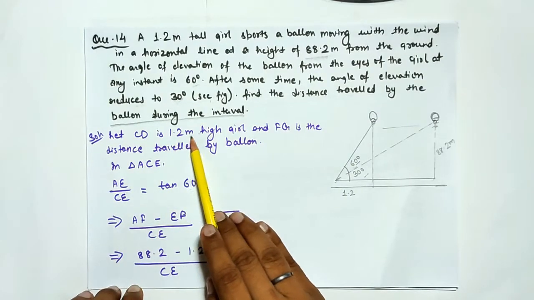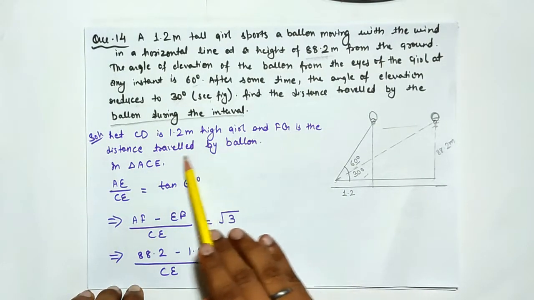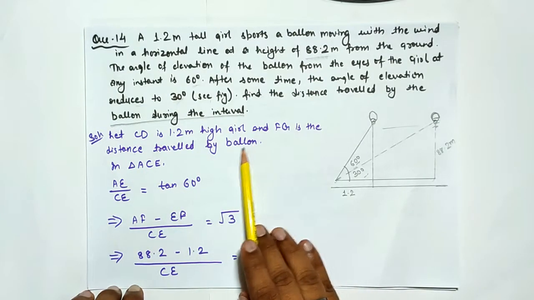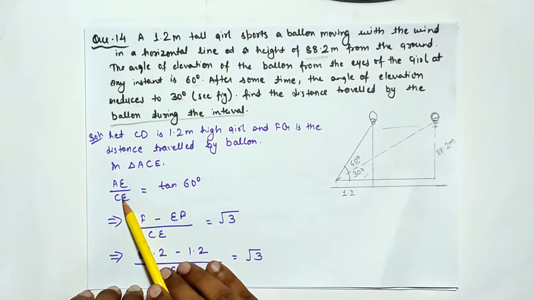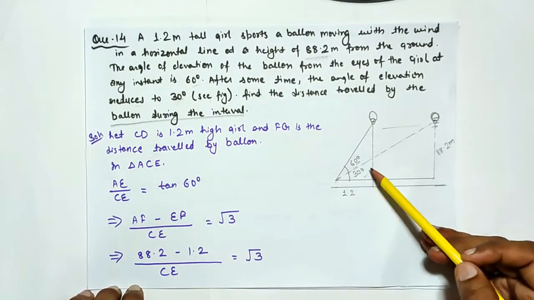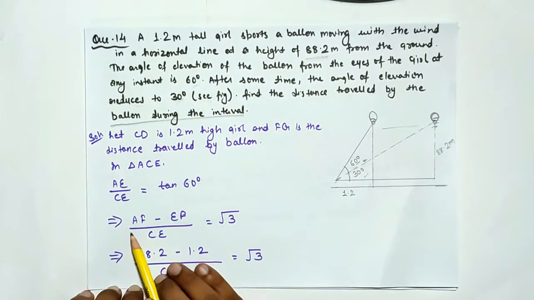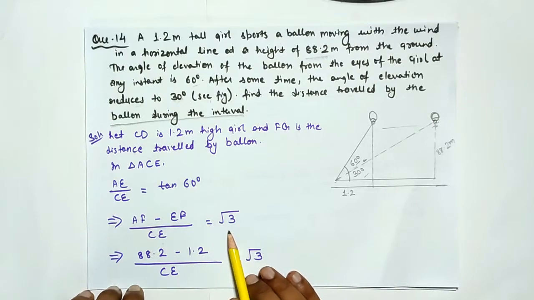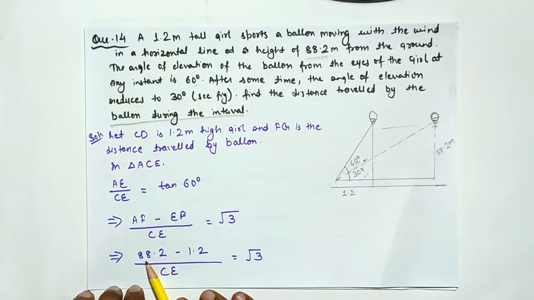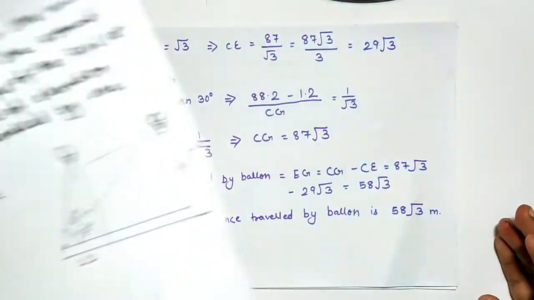Let CD be the 1.2-meter high girl and FG be the distance traveled by the balloon. In triangle ACE, AE upon CE is equal to tan 60 degrees. This is tan 60 degrees. AF minus EF upon CE is equal to root 3. After solving this, 88.2 minus 1.2 upon CE is equal to root 3.